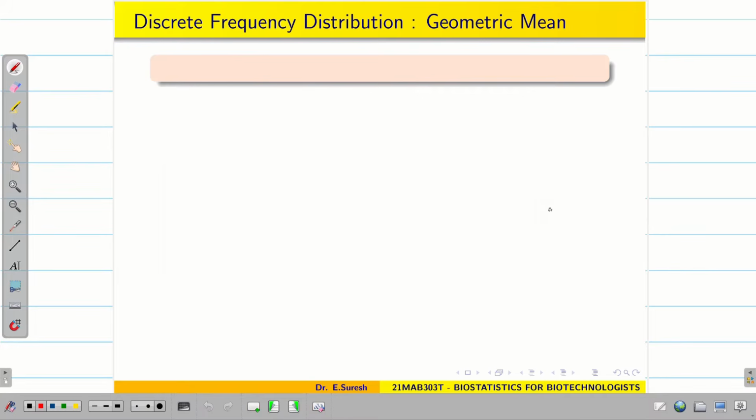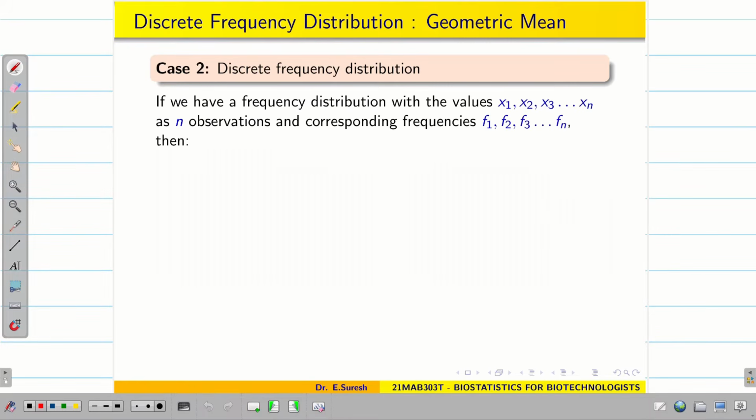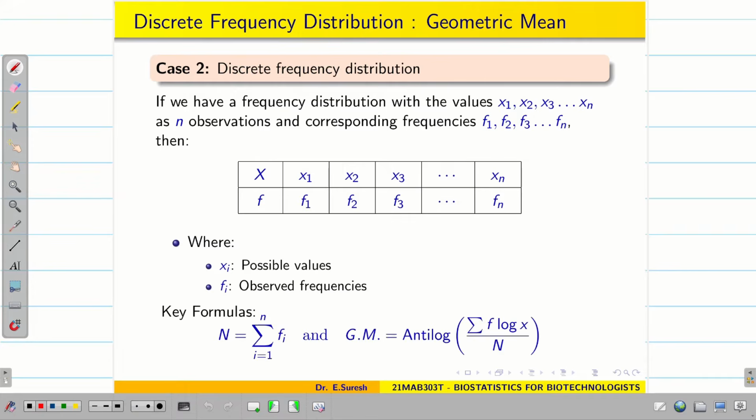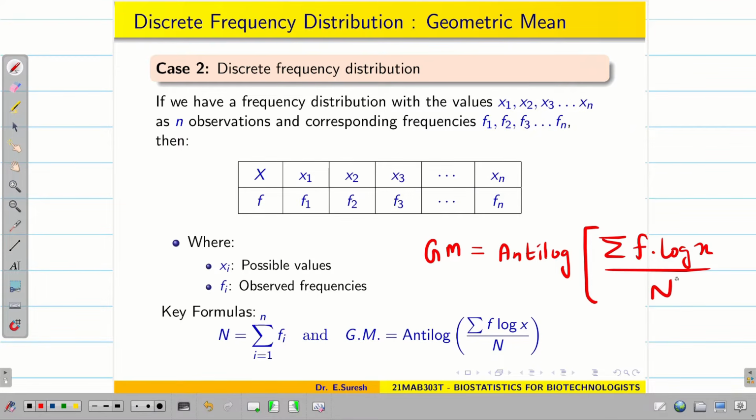Now let us go into the discrete frequency problems. We know if you have n observations x1, x2, x3, xn, then the corresponding frequencies are f1, f2, f3, etc., fn, where xi's are the possible values and fi's are the observed frequencies. Now for the geometric mean, I'm not going to use the nth root. We are going to use the log and anti-log. So the anti-log of the summation of f, that is my frequency, into log x, divided by capital N. Capital N is nothing but the sum of my frequencies. Either you can write like this or in the simplified form.